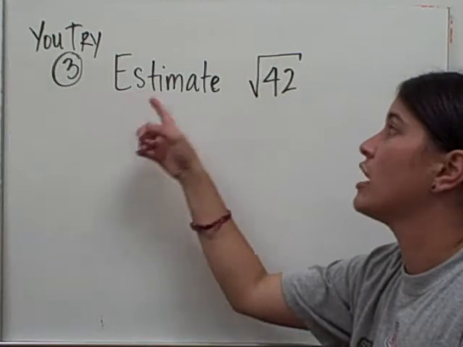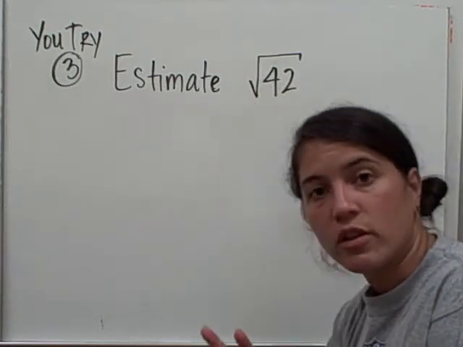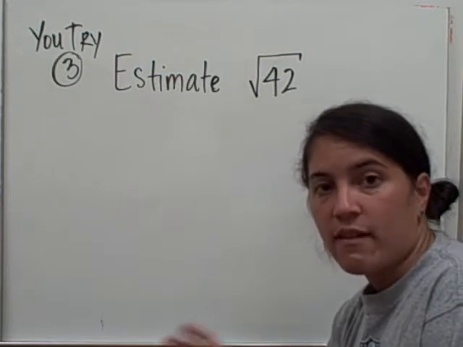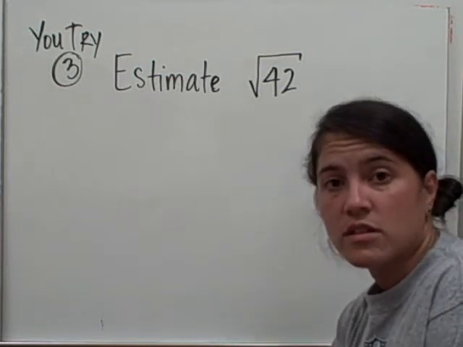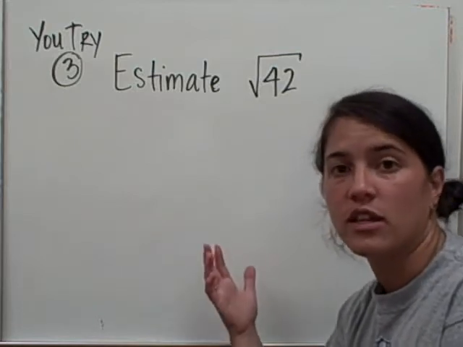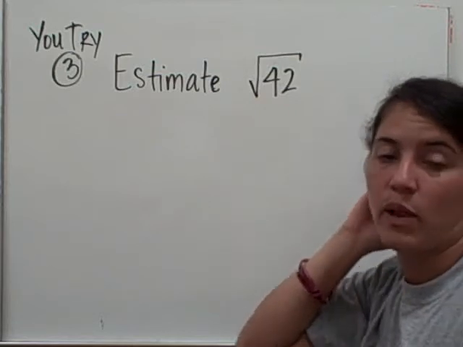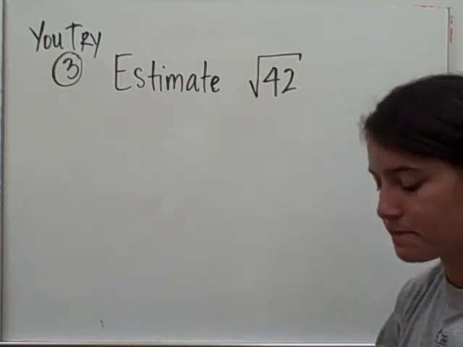So you try number 3, estimate the square root of 42. Just like I've shown you, pick the two closest perfect squares, and pick the one that's the closest, and then round it off to that square root. So pause the video, estimate the square root of 42, and then press play when you're ready to hear the explanation.